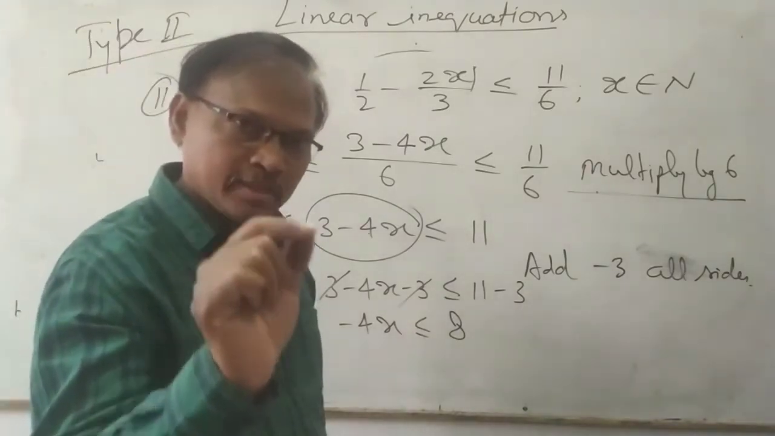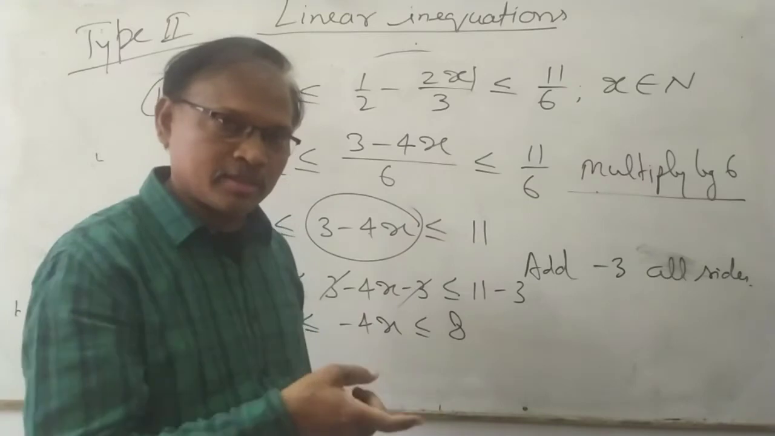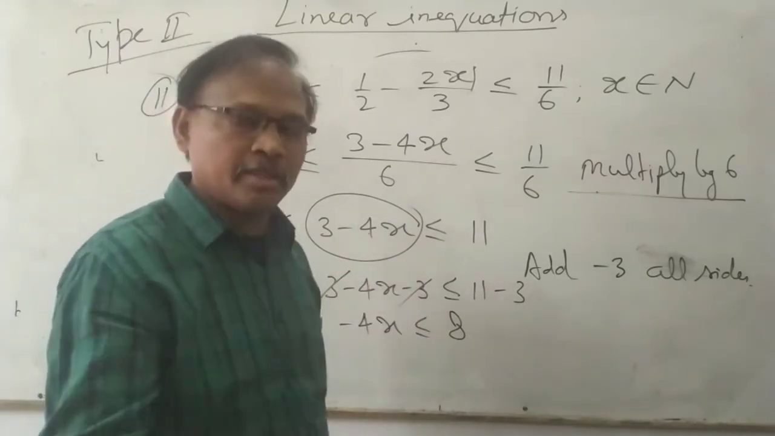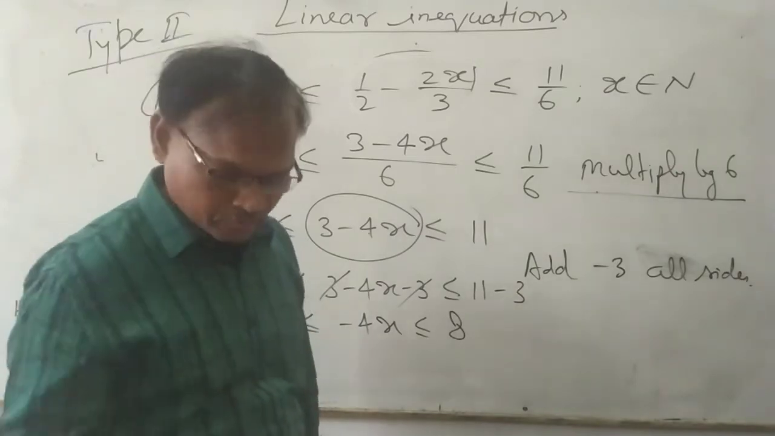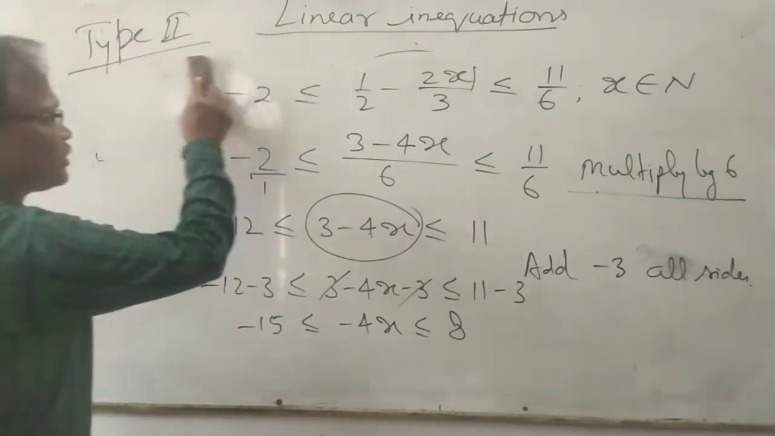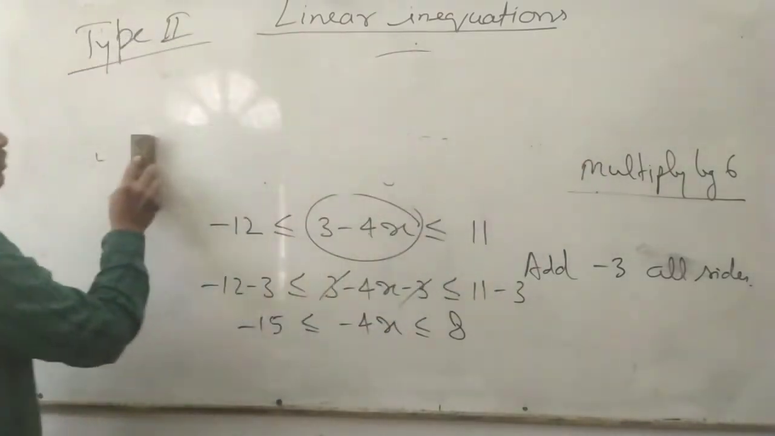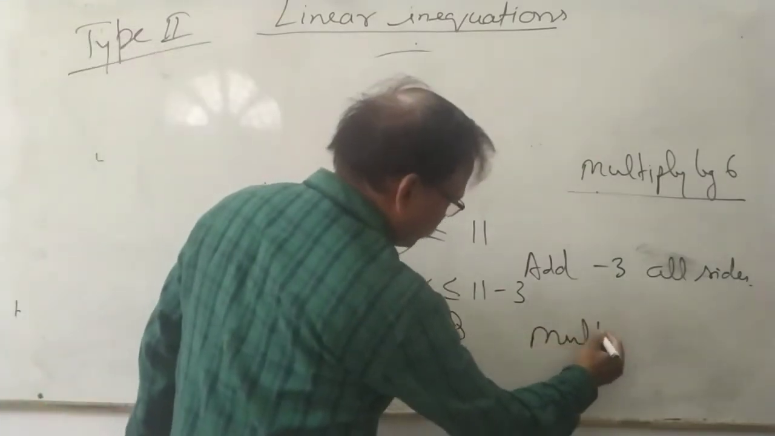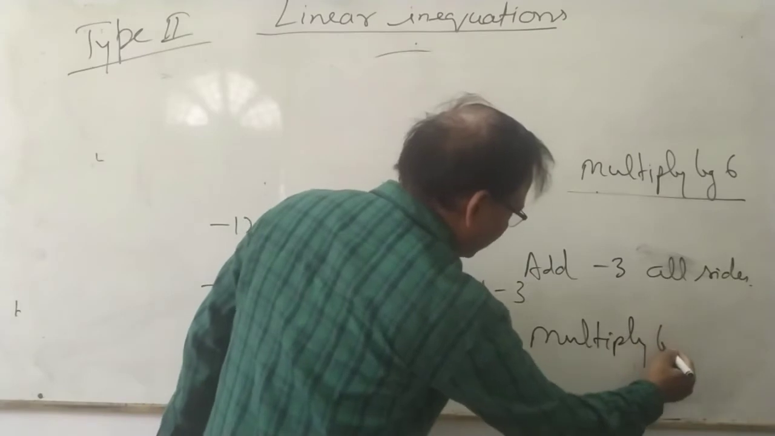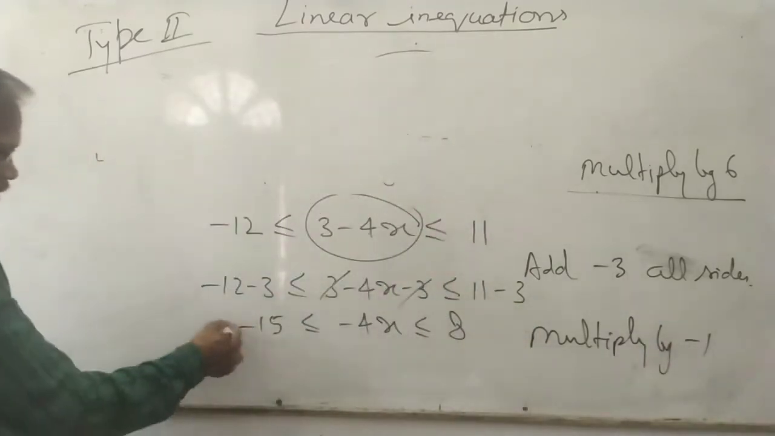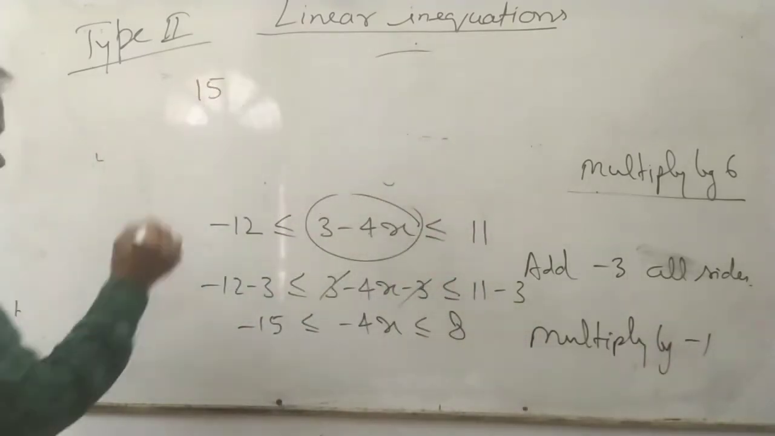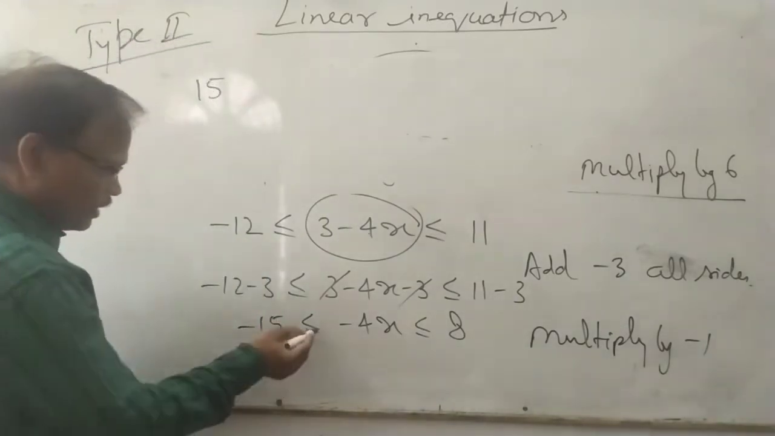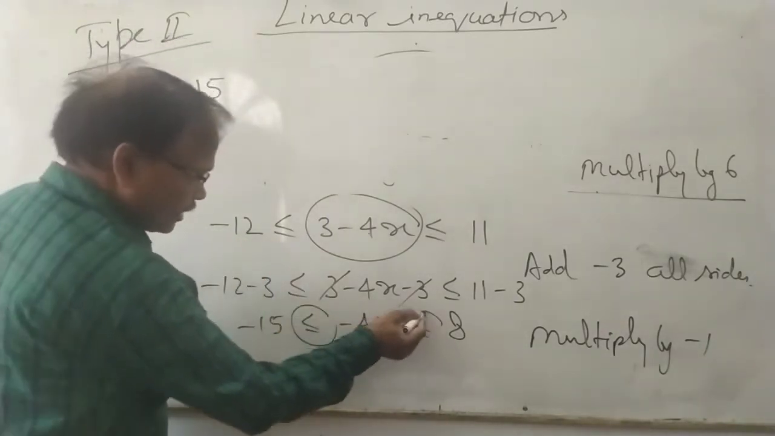Then you change. अभी हमने बताया था कि x के साथ अगर कहीं x सिंपल बचा है तो if it is negative then you must change into the positive. How to change into the positive? If you multiply by minus 1, so multiply by minus 1. So what you will get 15, and when you multiply by the negative number, the sign of inequation again changes.